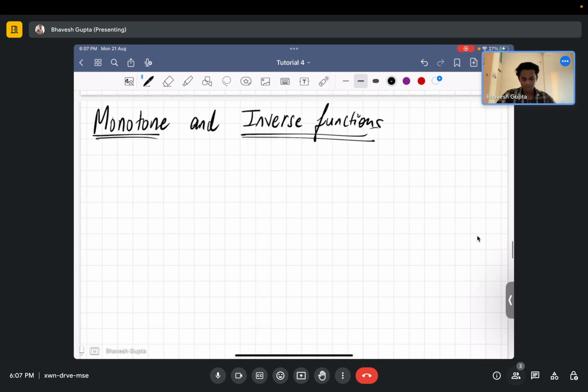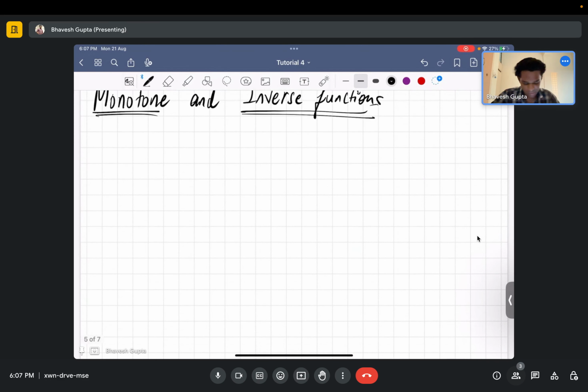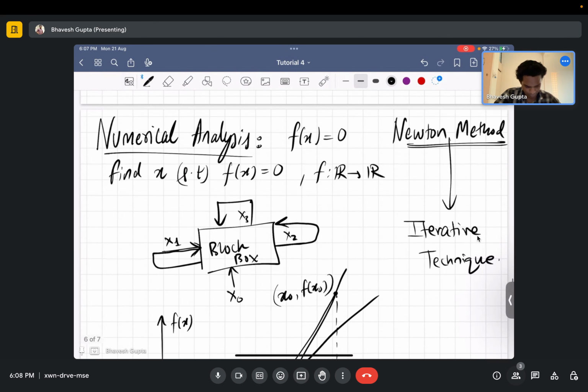Then we will touch upon the concept called monotone functions. What do we mean by monotonic functions? They are basically increasing or decreasing functions. Then we will see what we mean by an inverse function, and if a function has certain properties, how do they translate in the case of the inverse function? So we'll see them. I have left a blank space.